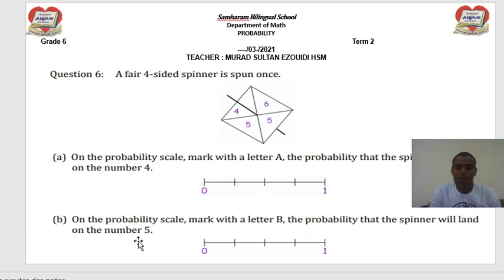So the number 5, we have 2 5s. It will be 2 divided by 4, which gives 1 over 2. So the letter B will be in the middle of this probability scale, meaning 1 over 2 is this, and it will be even chance.